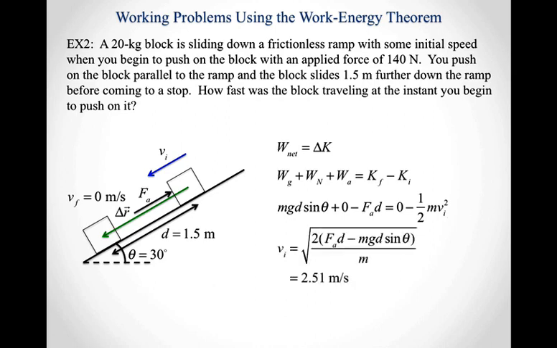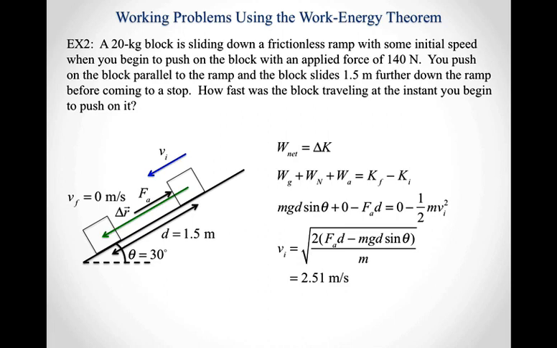Algebraically, it's relatively simple to solve, and so I get that the initial speed of the block is going to be given by the square root of 2 times Fa times D minus mgd sine theta, all that divided by the mass m. Plug in my values, I end up getting that this is 2.51 meters per second. So when the block came into contact, it was traveling at a speed of 2.51 meters per second.